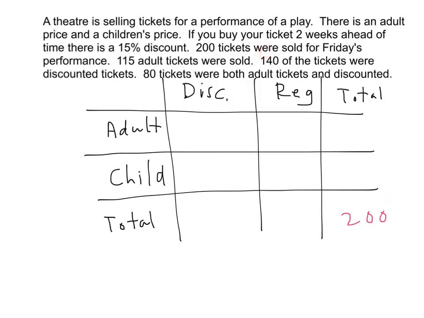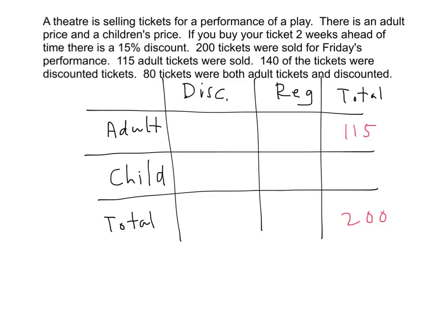And then we know that some of those tickets were discount, some of those were regular, but also you could split up that 200 another way. Some of those were adult, some of those were child tickets. Okay, and let's use the information in the story to kind of fill out this table. So we know 200 tickets, that's our big total. So everything added up has to add up to 200. Let's see what else we know. 115 adult tickets were sold. So we know that the total number of adult tickets should be 115.